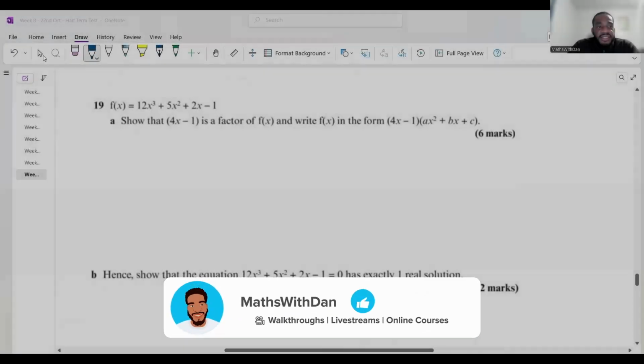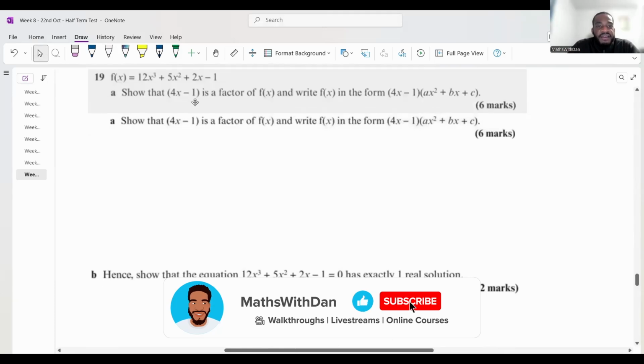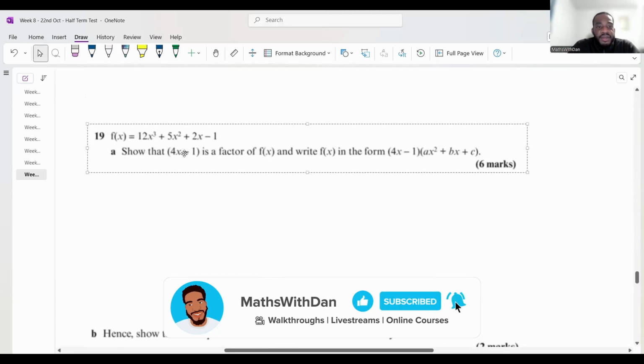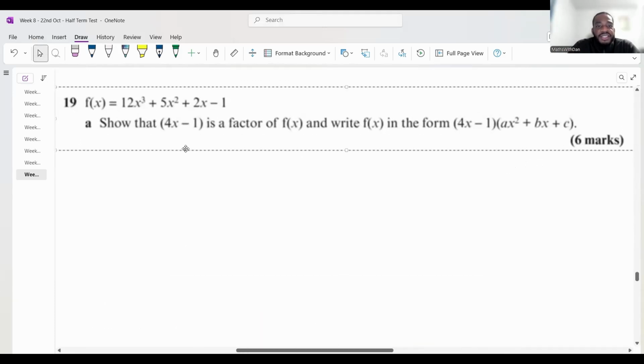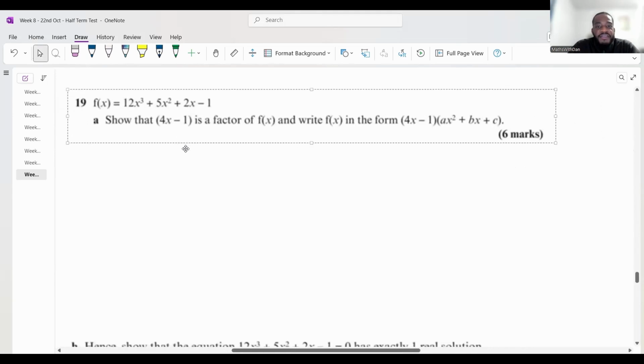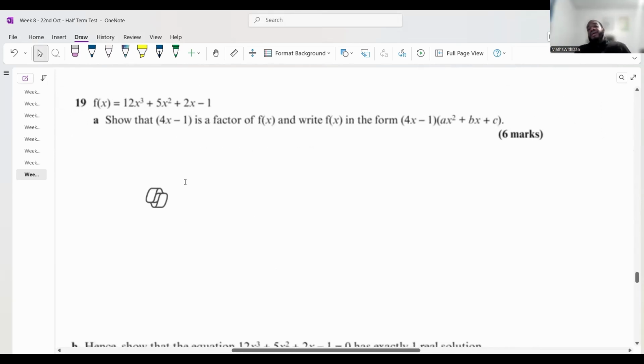It says f of x is equal to 12x cubed plus 5x squared plus 2x minus 1. So show that 4x minus 1 is a factor of f of x, and write f of x in the form 4x minus 1 times ax squared plus bx plus c. So we want to show that 4x minus 1 is a factor.